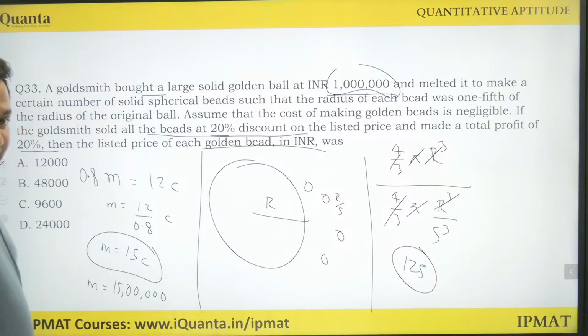15 lakh पूरे का price है. So 15 lakh upon 125 will be our price for each ball. Just divide it and get the answer. Clear? Answer is 12,000. Cool. Got it, everyone?